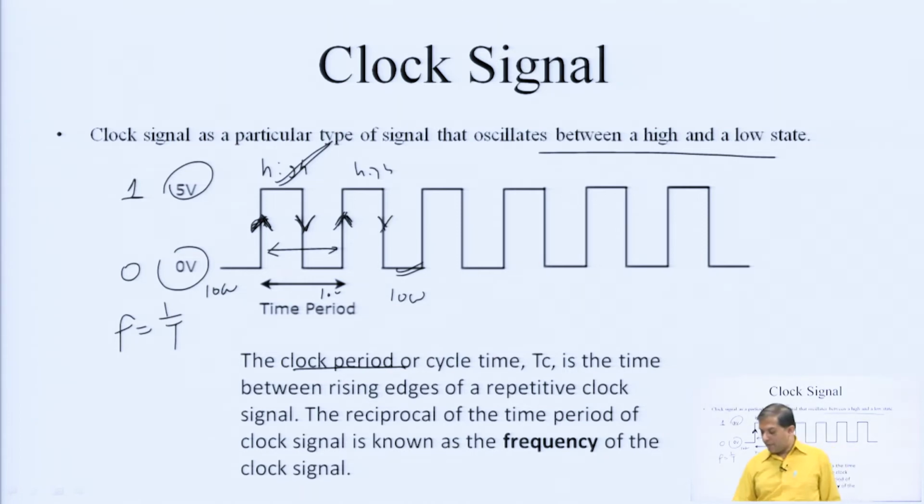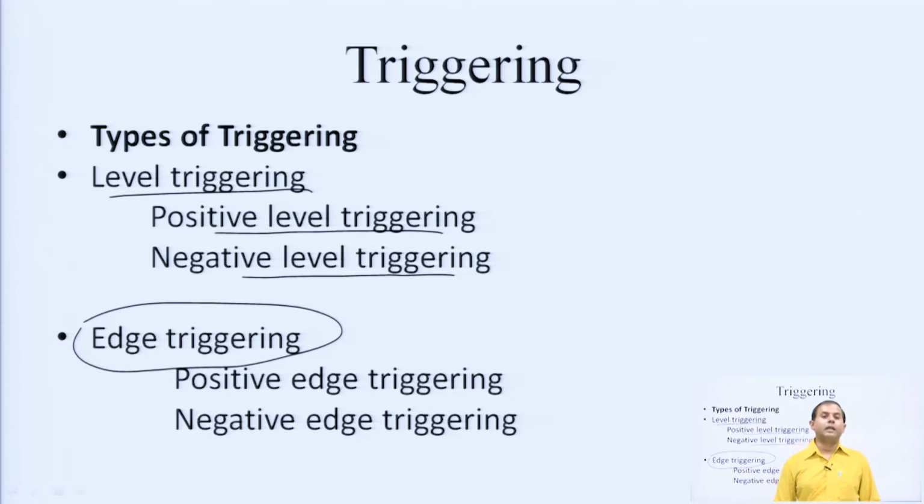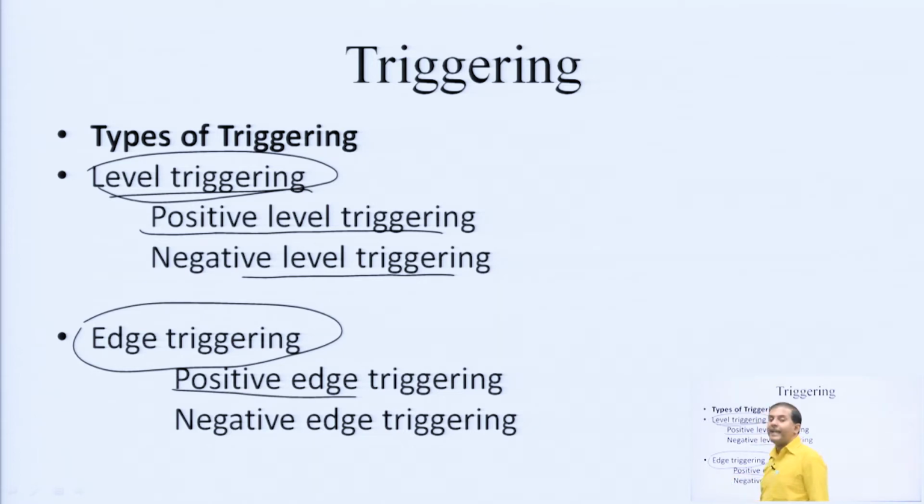So, in terms of this, we are classifying triggering, and there are two types of triggering: one is level triggering and the second one is edge triggering. There are two levels, positive and negative, or high or low. This is called positive level triggering and negative level triggering. And again, positive edge means rising edge triggering and negative means falling edge triggering. Okay, so these are the classifications of triggering.